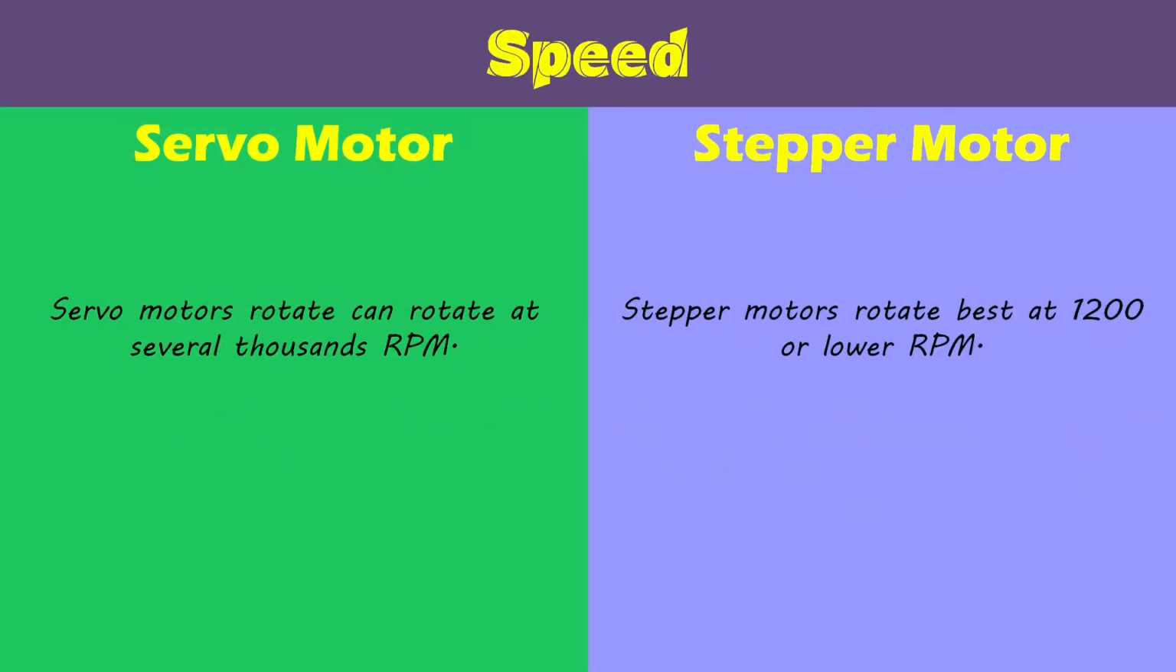Servo motor is more suitable for application where speed is a priority, as servo motors can rotate at several thousand RPM, while a stepper motor runs best at 1200 RPM or lower.